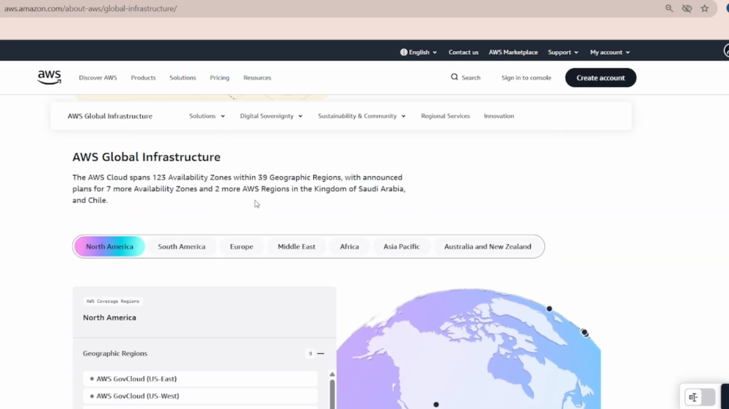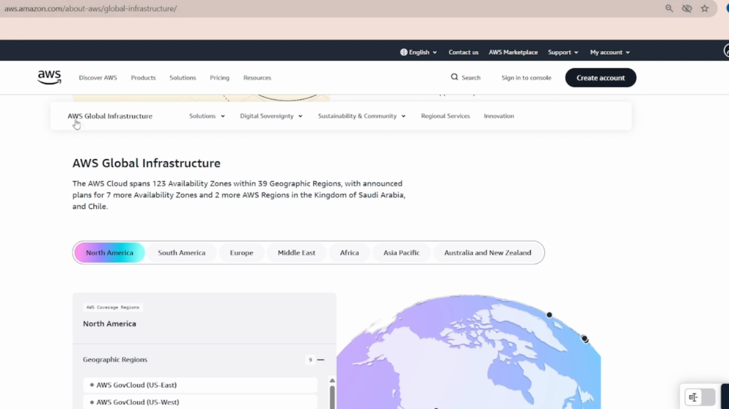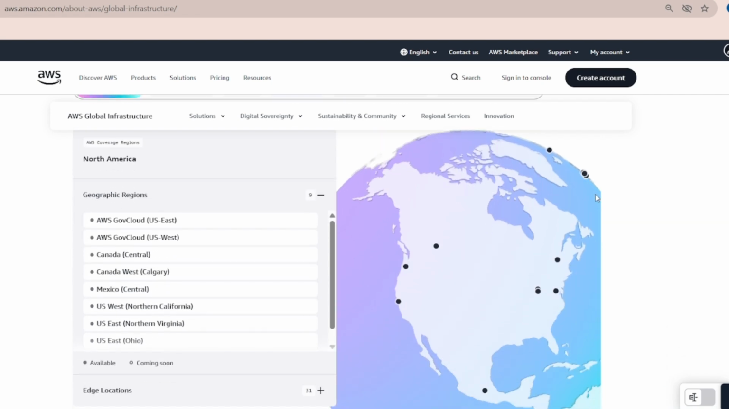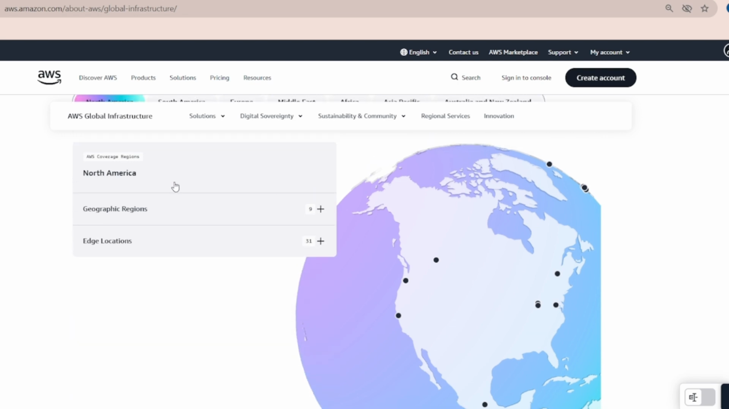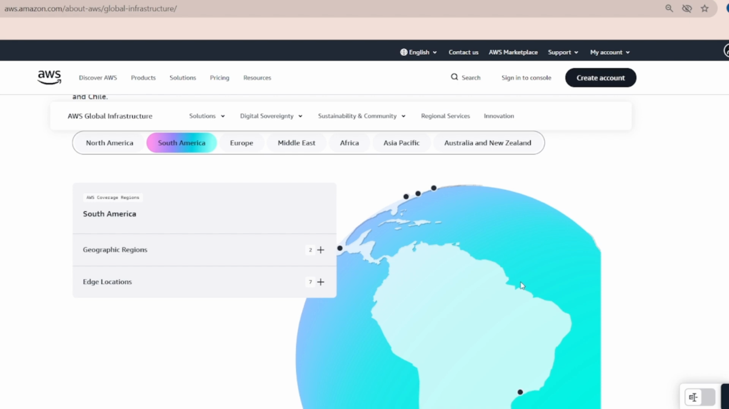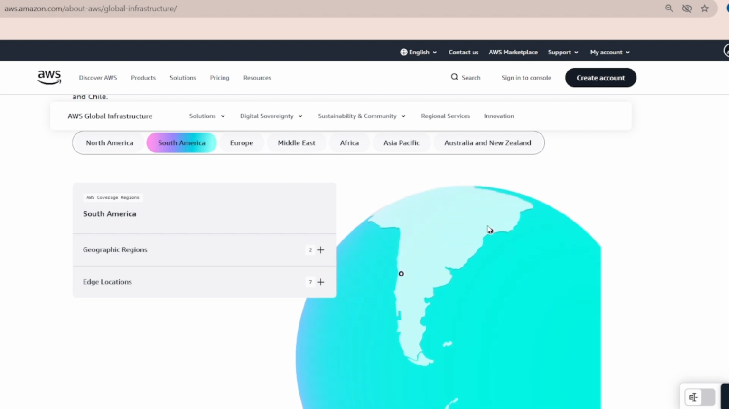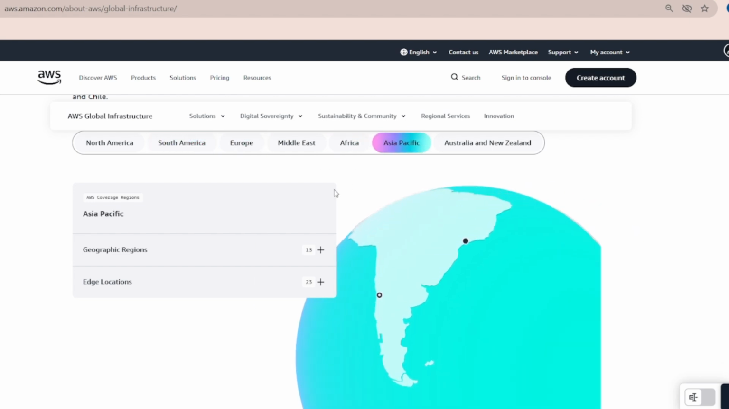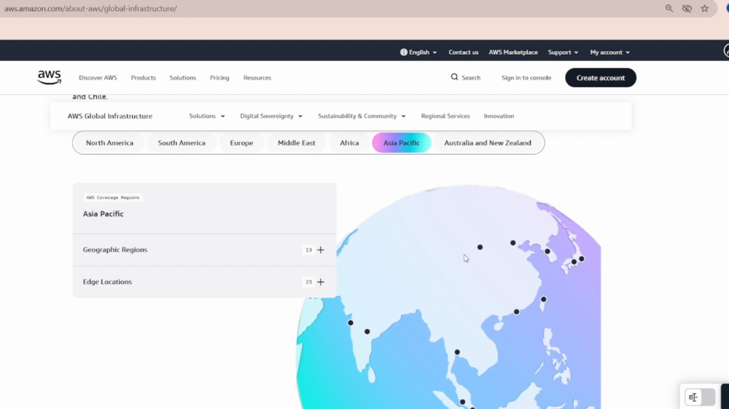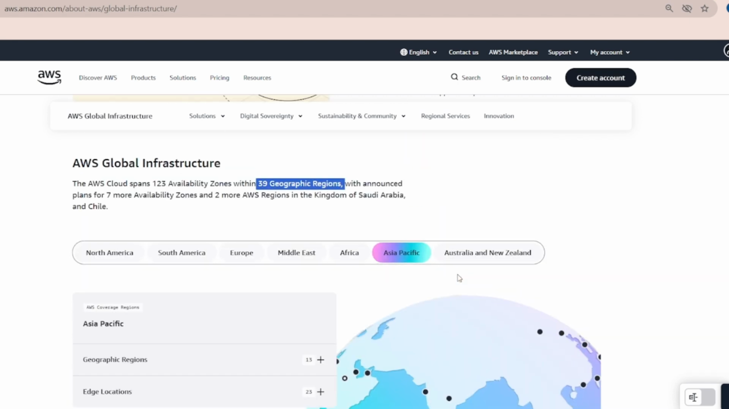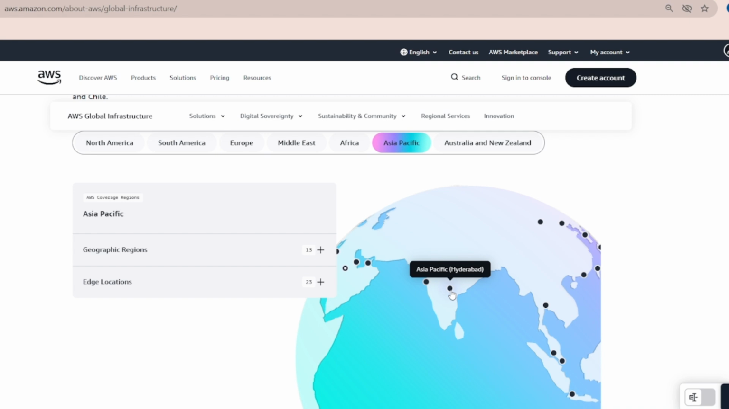Now, if you observe this, we came to a platform where it is the AWS global infrastructure. And if you see globally, AWS has more than 39 geographical regions, right? Globally, if you observe here in each and every continent, now it is the North American continent. If you go to South America, you can see these are all the regions in South America. If you come to Asia, these are the geographical regions which are part of Asia. And if you see India, as I told you, we have two regions: one is Asia Pacific Hyderabad and one is Asia Pacific Mumbai.